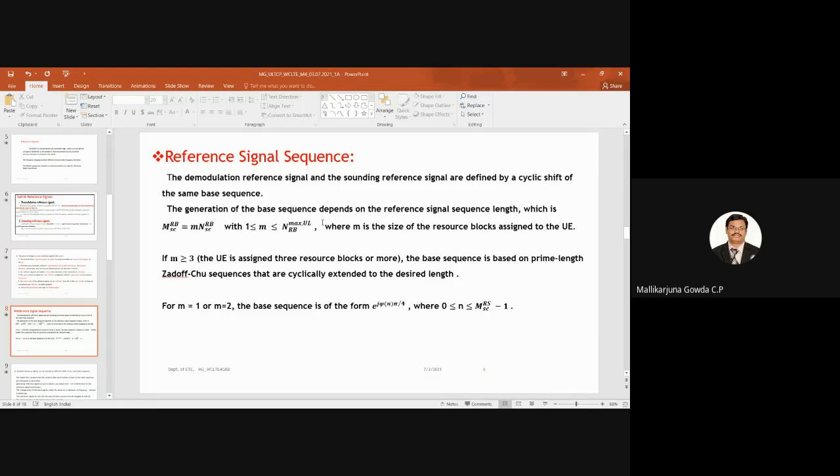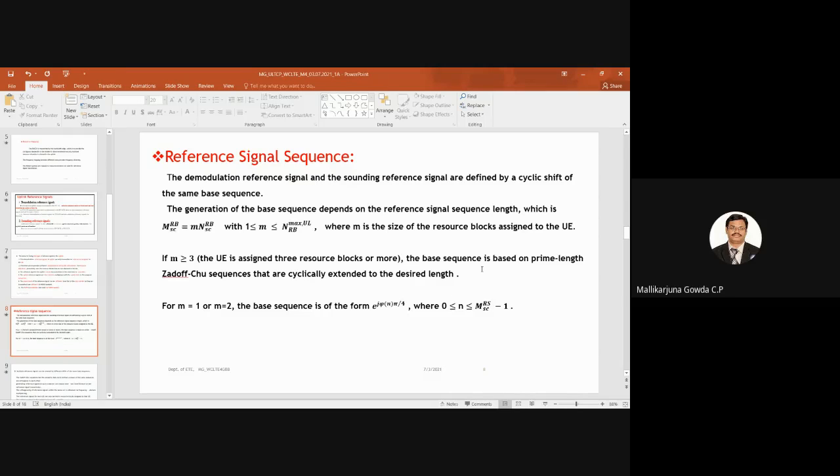The generation of the base sequence depends on the reference signal sequence length, which is defined like this: the number of subcarriers per resource block multiplied by m, where the value of m is less than or equal to the number of resource blocks in the uplink, and greater than 1, and m is the size of the resource block allocation assigned to the user equipment. So if m is greater than or equal to 3, then the user equipment is assigned 3 resource blocks or more.